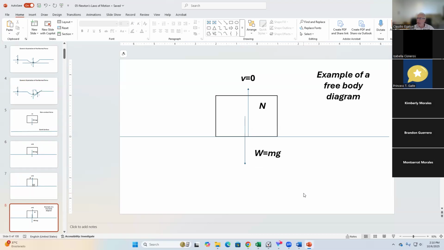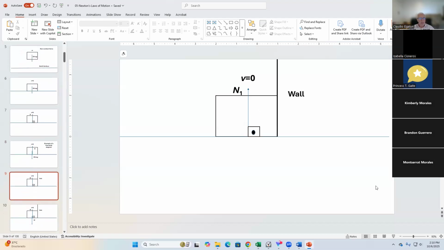Remember, free body diagrams are very important. Every problem in physics that deals with force, we will need to use a free body diagram. There you go. Same normal force that you saw before. The weight, but now, the object is touching a wall, and the object is at rest.